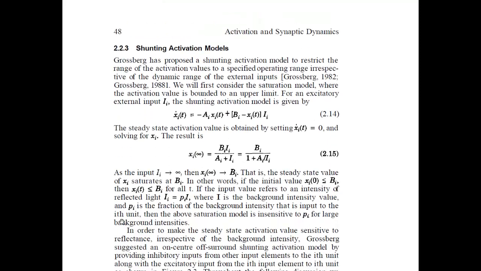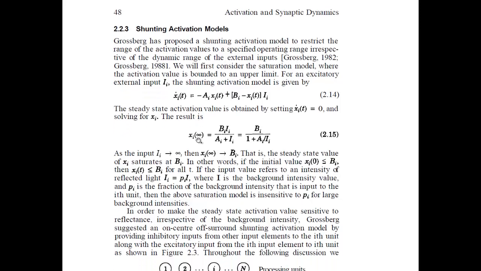Now coming to the second model, that is the shunting activation models. Grossberg has proposed this model as the shunting activation model for the restriction of range of activation values to a specified operating range irrespective of the dynamic range. Here first we'll consider the saturation model, where the activation value is bounded to an upper limit. For an excitatory external input I I, the shunting activation model is given by this, and with respect to infinity we are getting this.